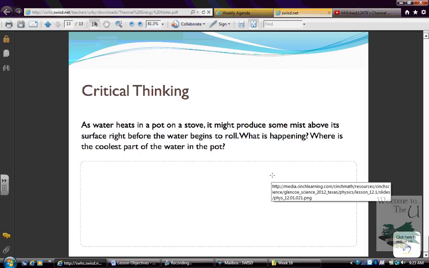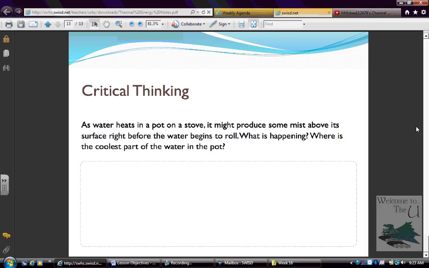Okay, so this last question is what I'm going to leave you with, and I want you to put this in your notes, and we'll discuss it here in class. As water heats in a pot on a stove, it might produce some mist above its surface right before the water begins to boil. What is happening? Where is the coolest part of the water in the pot?